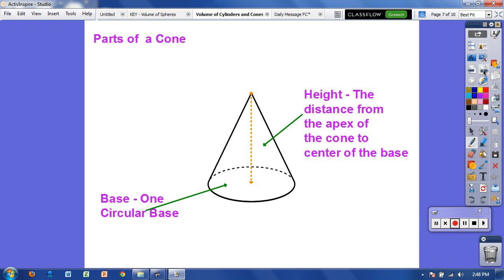And now let's talk about a cone. First, we'll talk about parts of a cone. A cone only has one base. It is a circle. Go ahead and shade that in here. And then the height of the cone is going to be the distance that goes from the apex of the cone here straight down to the center of the base. And it will be perpendicular to the base. The base and height are always perpendicular. So those are the parts of a cone.